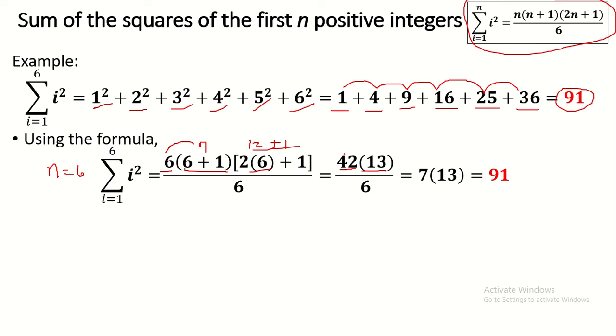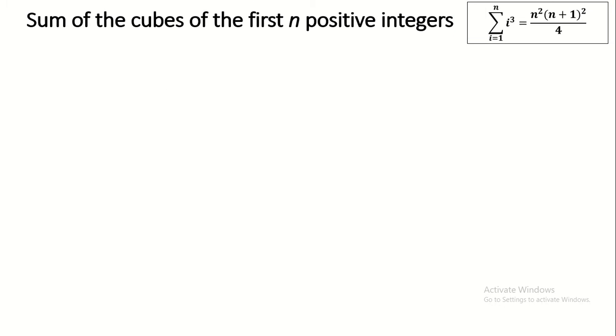And then we can divide 42 by 6. 42 divided by 6 is 7. 7 times 13 is equivalent to 91. So parehas sila ng sagot. Dito naman tayo sa sum of the cubes of the first n positive integers. So, ang gagamitin naman nating formula is the summation of i cubed from i equals 1 up to n is equal to n squared times the quantity n plus 1 squared, divided by 4.